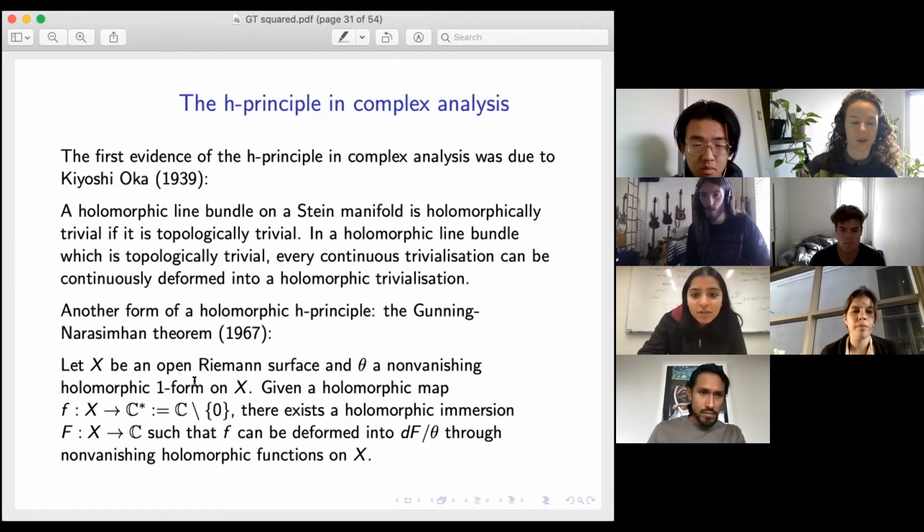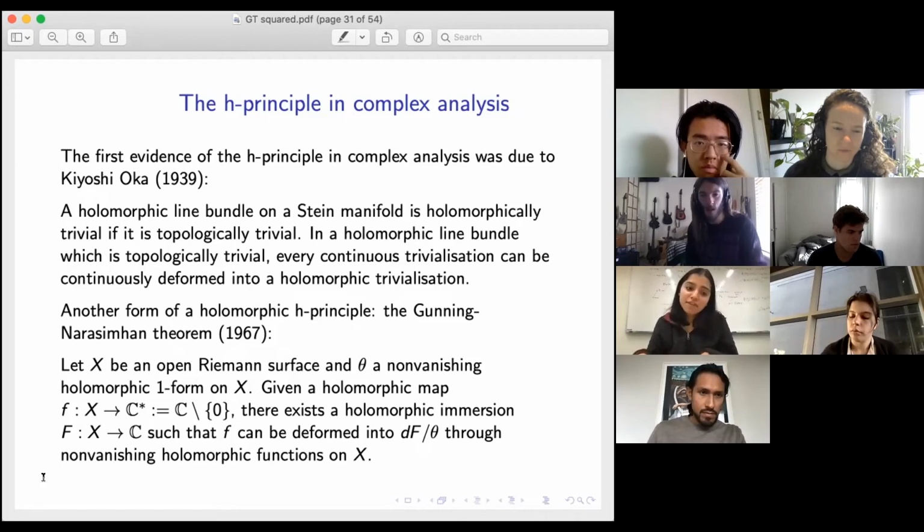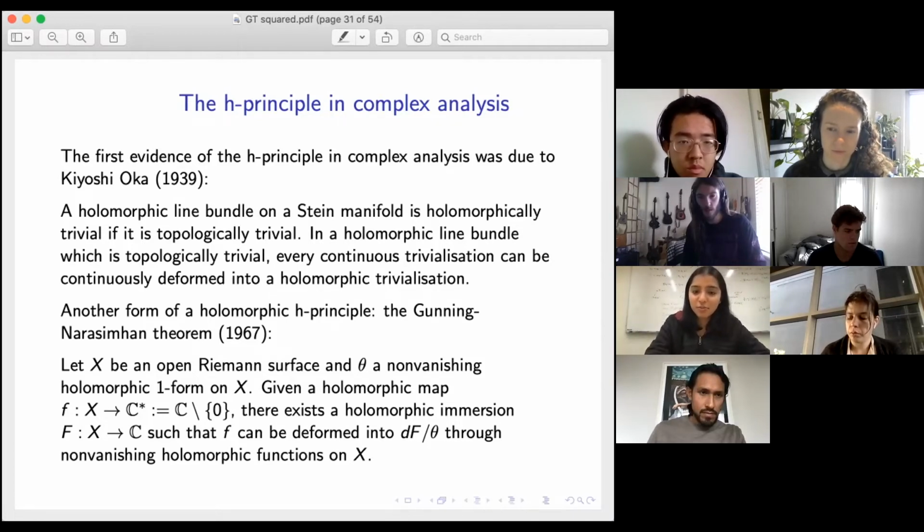Okay. So given a holomorphic map f from X into the punctured complex plane, C minus the origin, there exists a holomorphic immersion, capital F, from X into C, and that just means that dF is nowhere zero, okay? Such that little f can be deformed into dF over theta through non-vanishing holomorphic functions on X. Now, dF over theta is, of course, a genuine non-vanishing holomorphic function in itself. And as you can see in the form that it's in here, this is an h-principle. We're deforming a formal solution into a genuine solution.